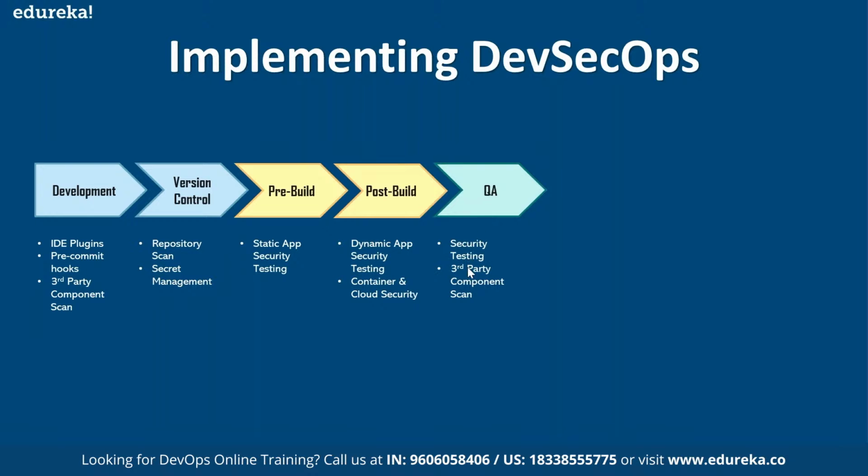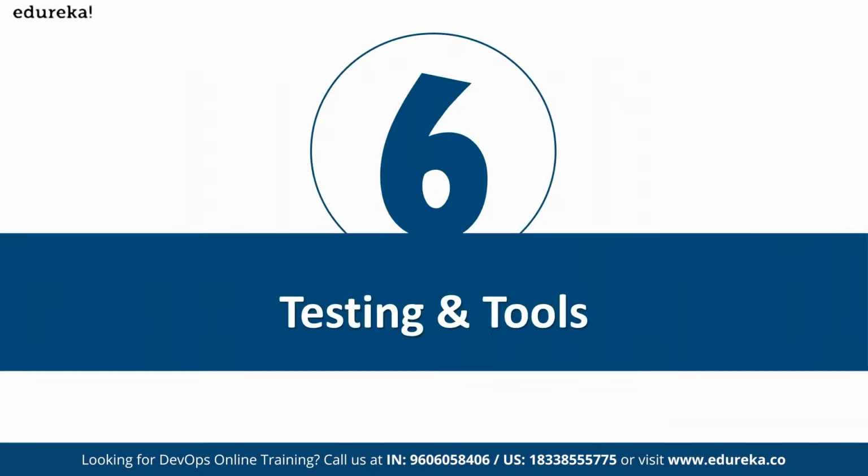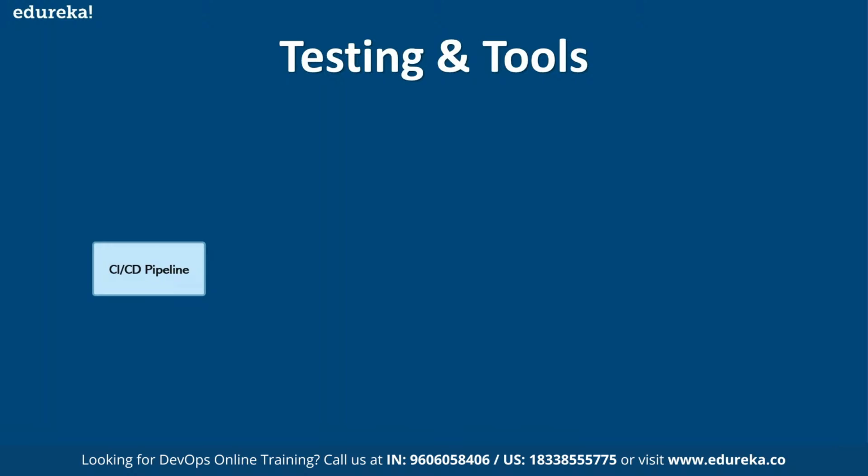In QA time, you will have security testing. In staging time, you have penetration testing and vulnerability testing. In production, you have infrastructure as code compliance testing. So different types of testing techniques are there at different points in time. What is tested when is mentioned in the next slide. Then there is monitoring and alerting security. So what testing and tools are required?